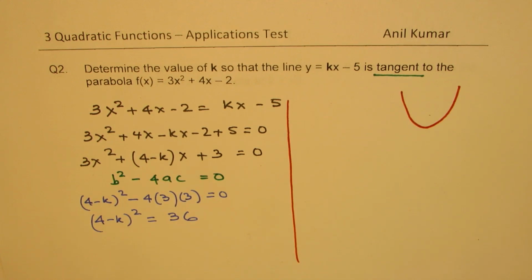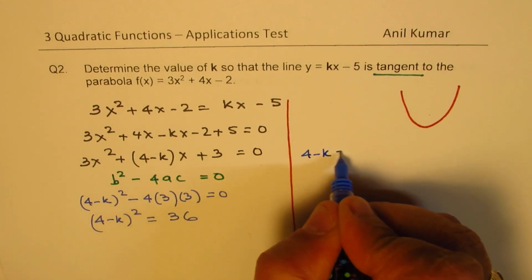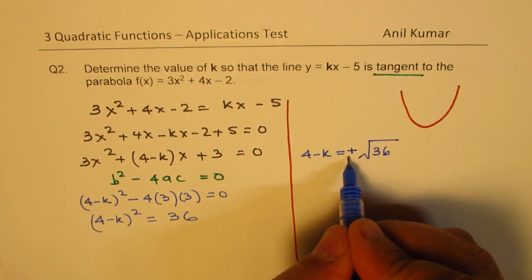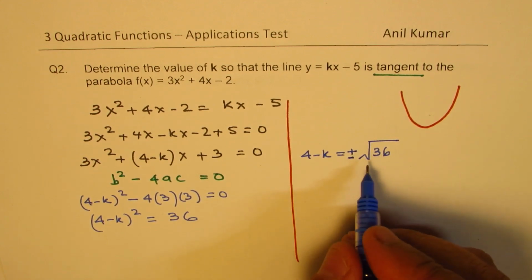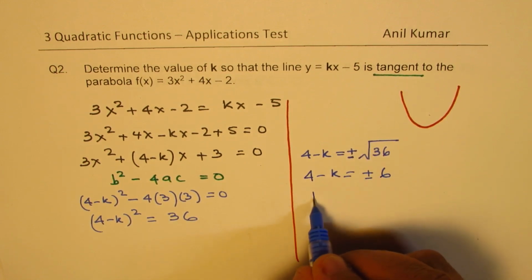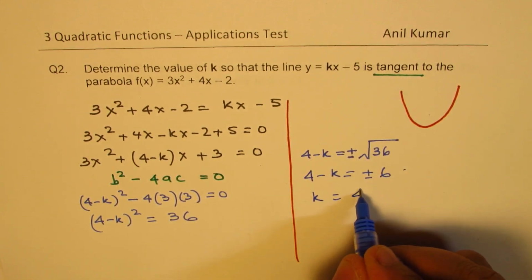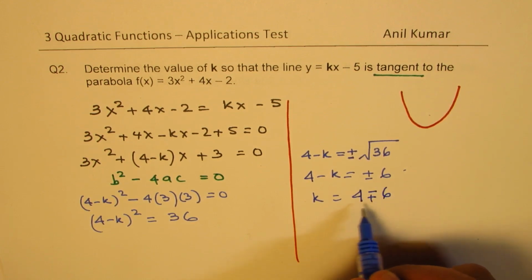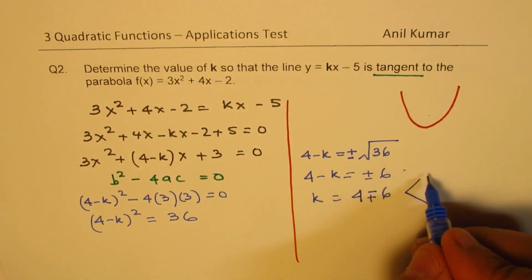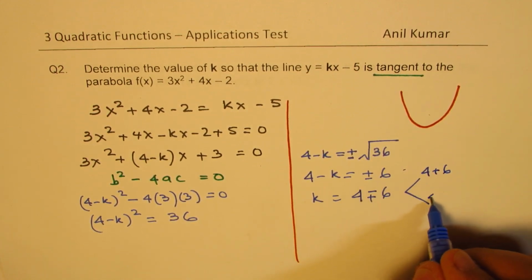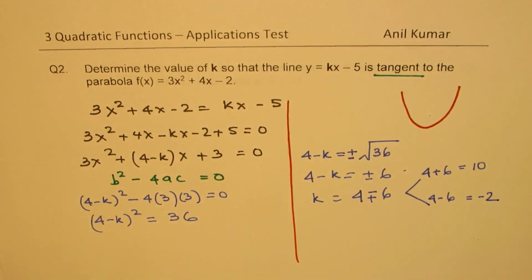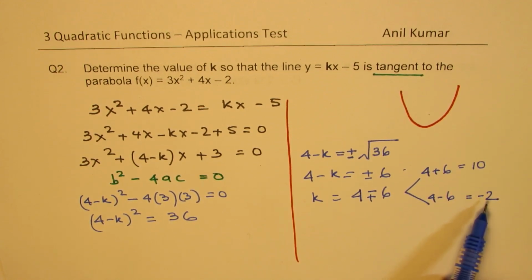Now let's try to solve this. If you solve this, you get 4 minus k equals square root of 36. Whenever you take a square root, you have to consider plus and minus. So 4 minus k is equal to plus or minus 6. So k will be 4 minus or plus 6. That means we are looking for two values. One could be 4 plus 6 and one could be 4 minus 6. So we get the answer as 10 or minus 2. Those two could be the values of k.